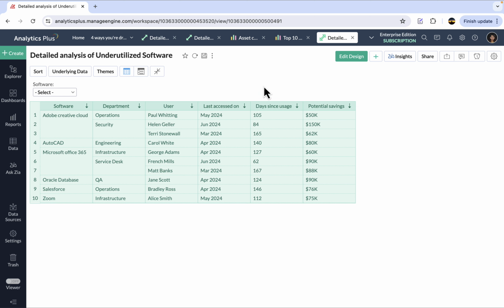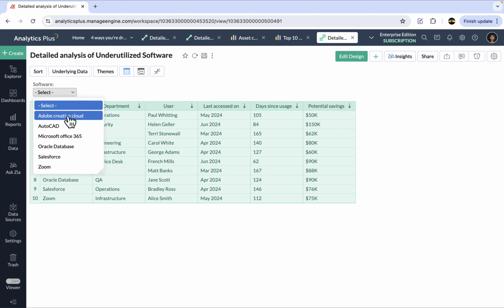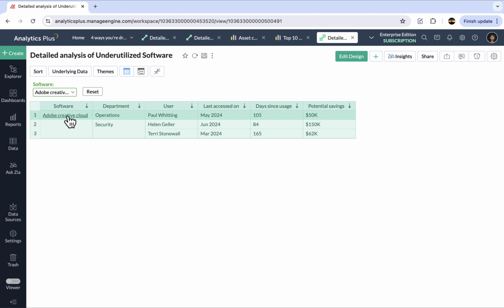With the help of the user filter at the top of this visualization, IT teams can quickly filter out the desired software and gain detailed insights into its allocated users, their usage patterns, and understand the potential sum the organization can save by reallocating these resources.